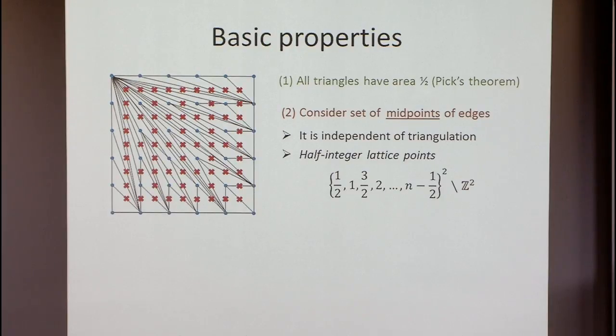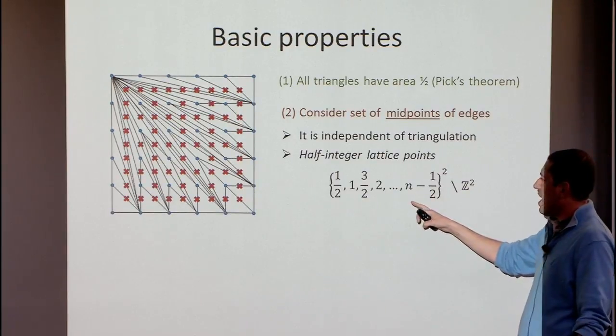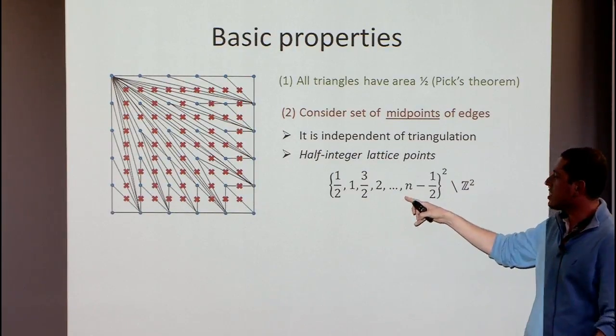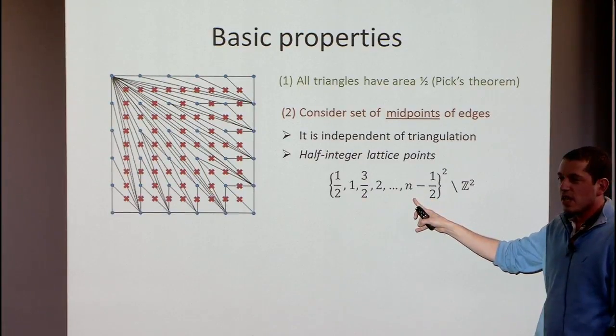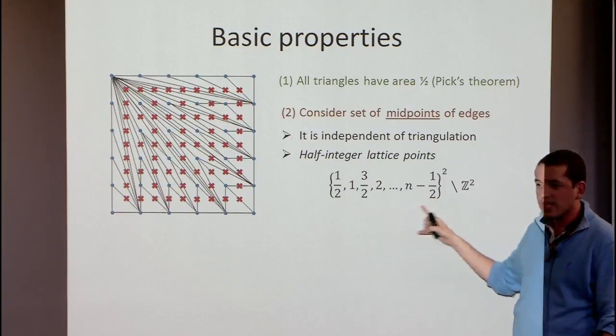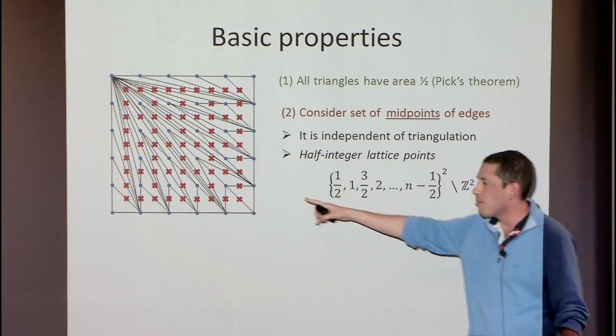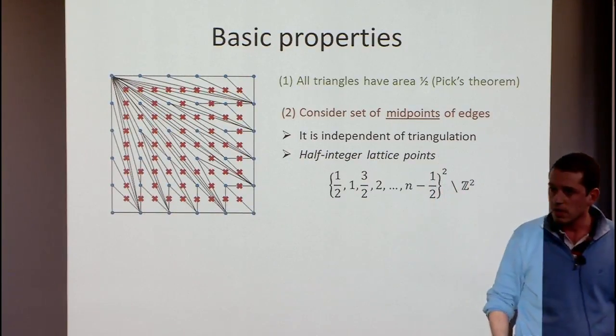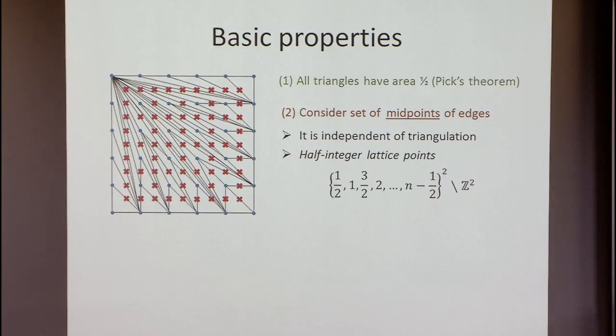And to see the opposite, that for any triangulation and any such midpoint you find an edge with that midpoint, you just count the number of points in this set. And you see that it matches exactly the number of internal edges in your triangulation. So just a counting argument.